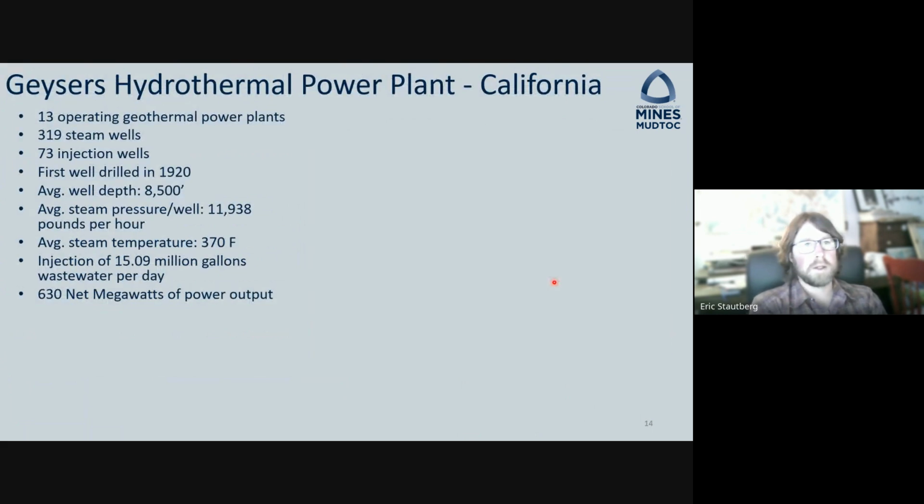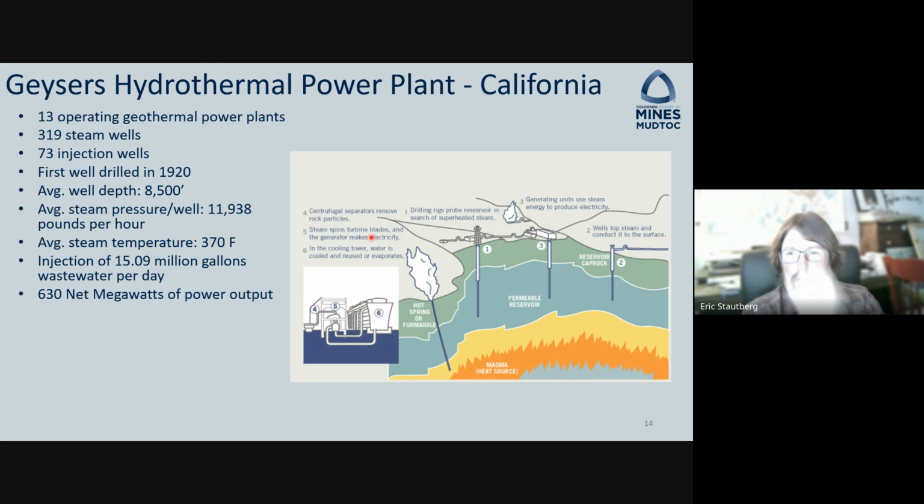I do want to talk about the Geysers hydrothermal power plant in California. It's actually kind of the largest geothermal power plant, I think, in the world, if not just in the US, but it's 13 geothermal power plants that are kind of interconnected. They have 319 steam wells, 73 injection wells. They drilled their first well in 1920. The average reservoir depth is about 8,500 feet. And they produce 630 net megawatts of power from these power plants.